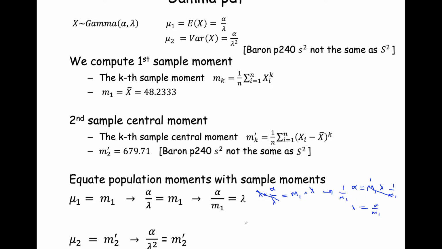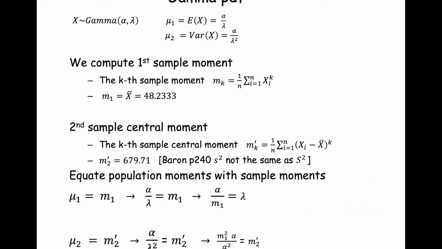Okay, great. Now we can take this expression for lambda, our result from the first equation, and substitute it in the lambda squared term. So lambda squared would be alpha squared over m1 squared. We can make that substitution in the second equation. If we do that, and do a little bit of math, what does that give us?